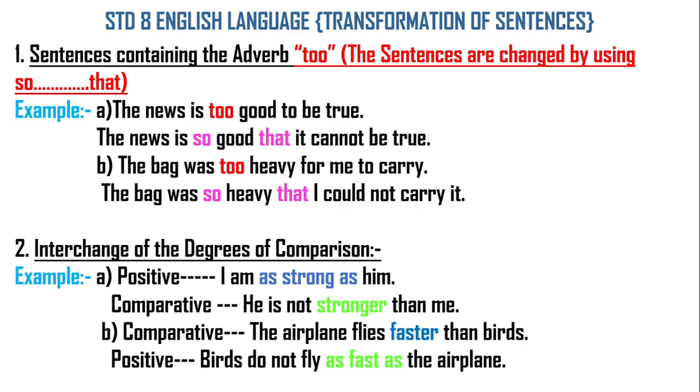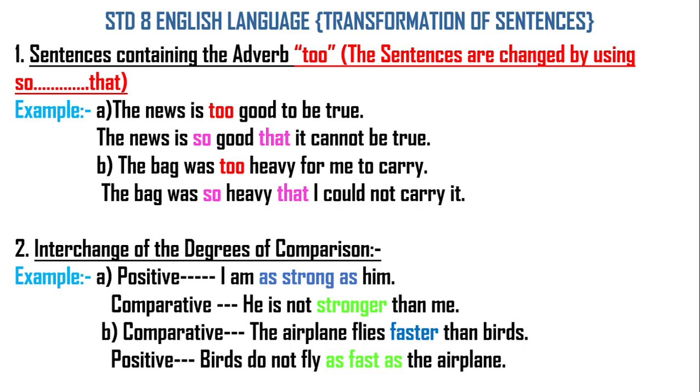In the first sentence, you will see, children, that the sentence is in present tense. That is why cannot is used. And the second sentence is past tense, so could not is used. But both the sentences have been transformed by using so that. And remember one thing, children, while transforming, we will not use the short forms. We will not write can't. We will not write couldn't. We will write cannot. We will write could not.